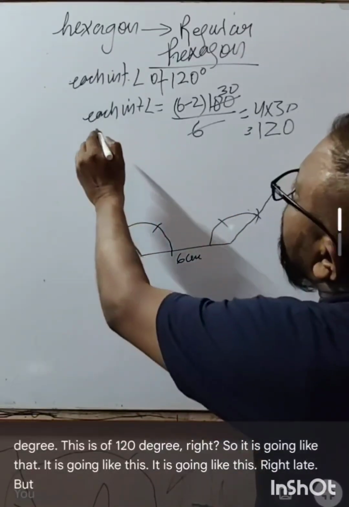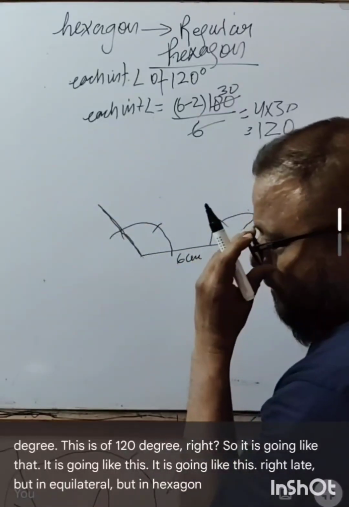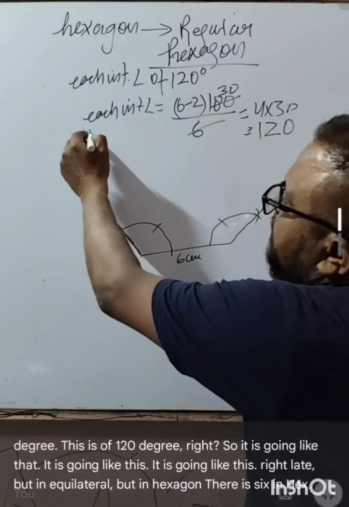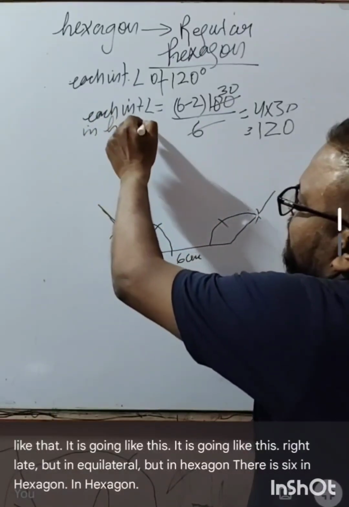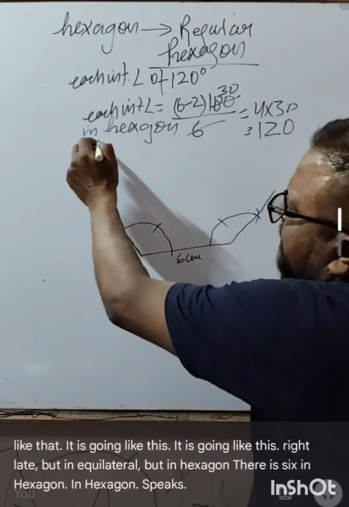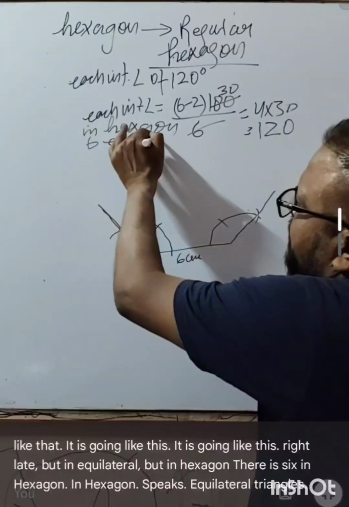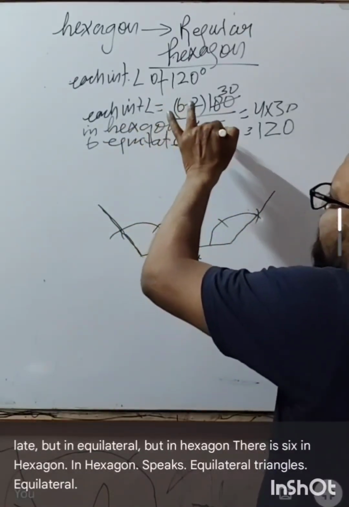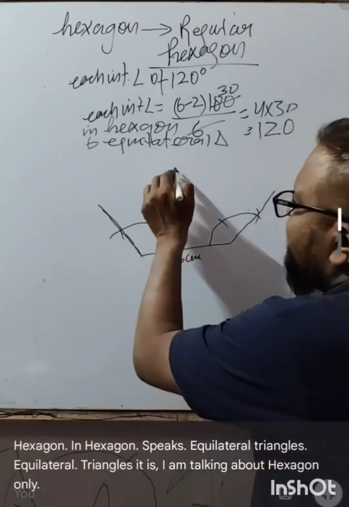But in hexagon, there are 6 equilateral triangles. I am talking about hexagon only, right?